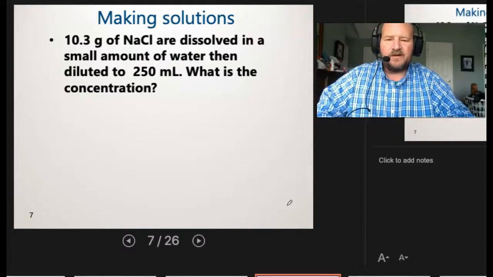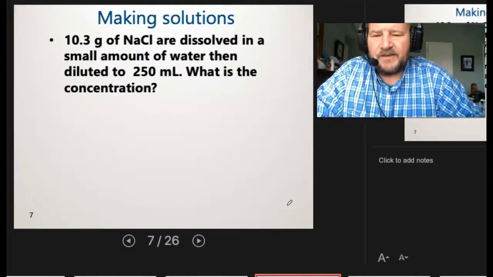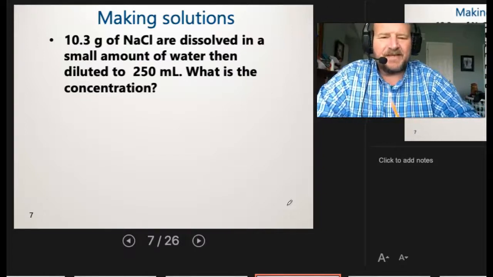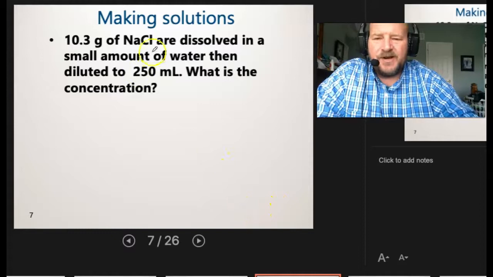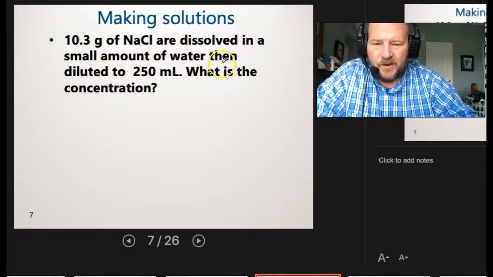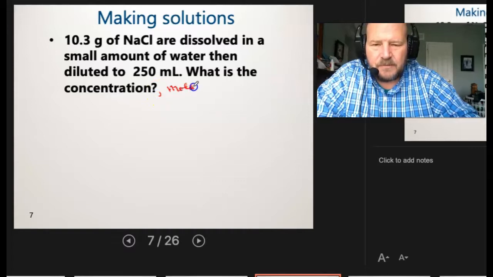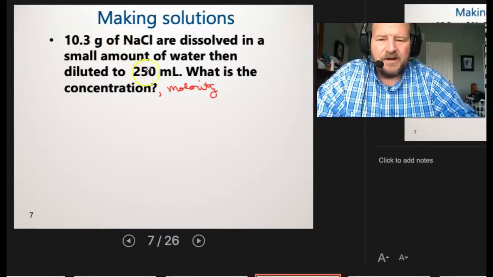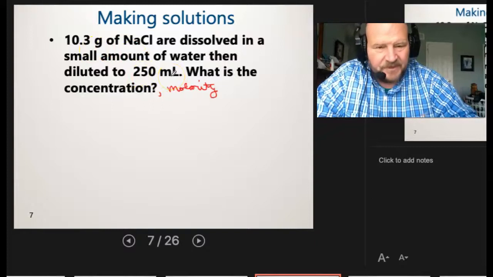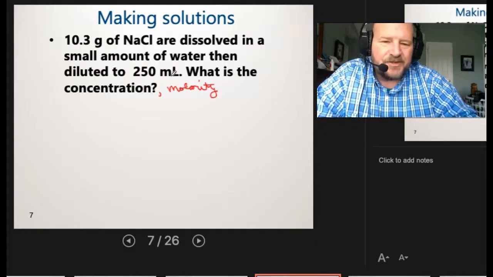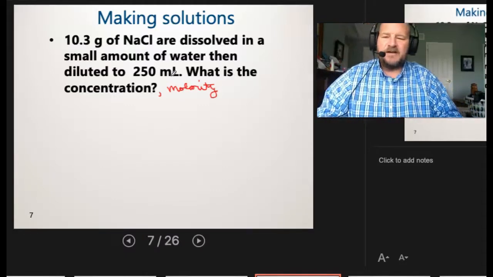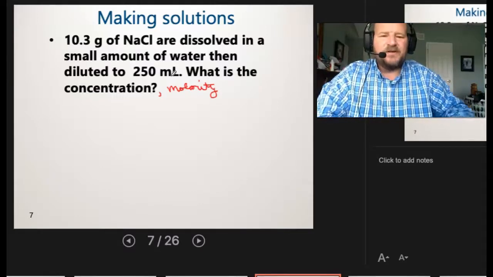10.3 grams of sodium chloride are dissolved in a small amount of water, then diluted to 250 milliliters. What is the concentration? And we could put, comma, molarity, right? Now, I want to preface that because you could take 10.3 grams, divide by 250 milliliters times 100%, and you'd have a percent solution of M over V. Okay, but I want molarity. So, to do molarity, we need to take those grams and turn them into moles.